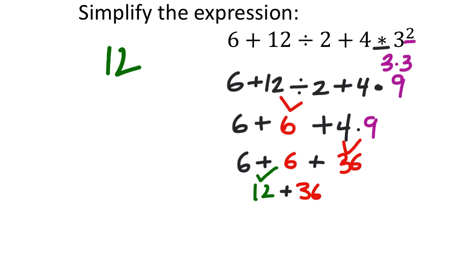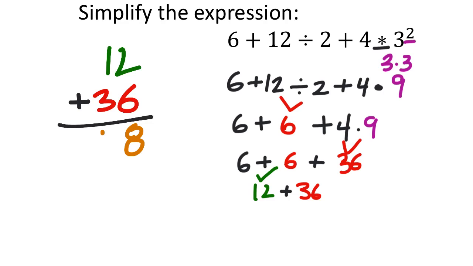So I'm going to do that vertically. I know not everyone really needs to show the work for this one. I'm just not feeling comfortable since I made that mistake. So 12 plus 36, I'm looking at the ones place. 2 plus 6 is 8. In the tens place, 1 plus 3 is 4. So the final evaluation for this one, 48.